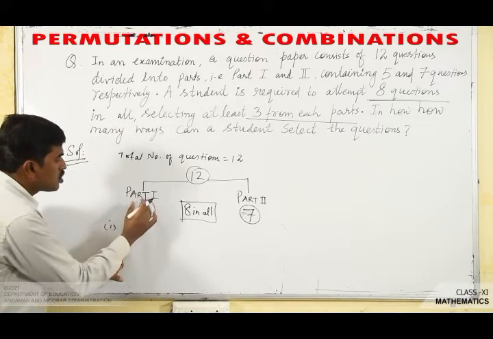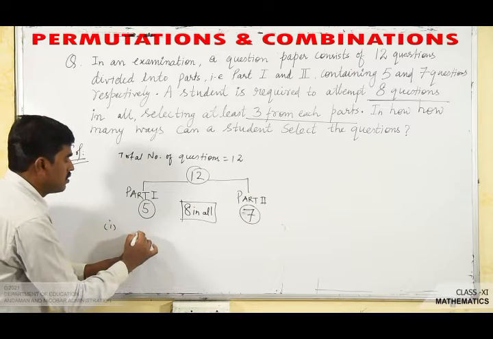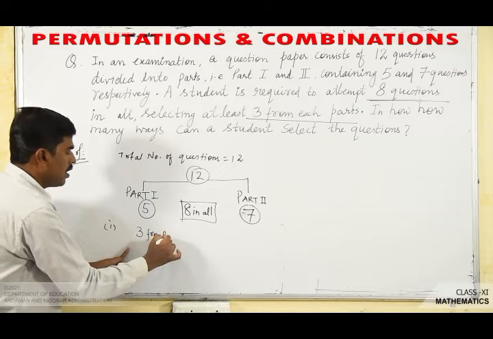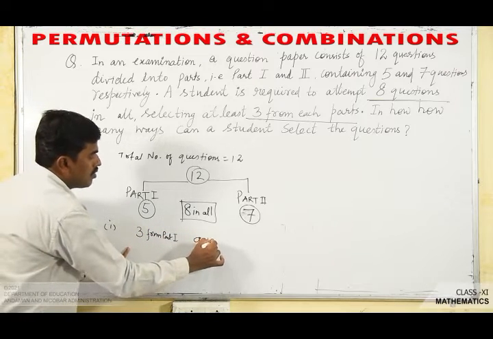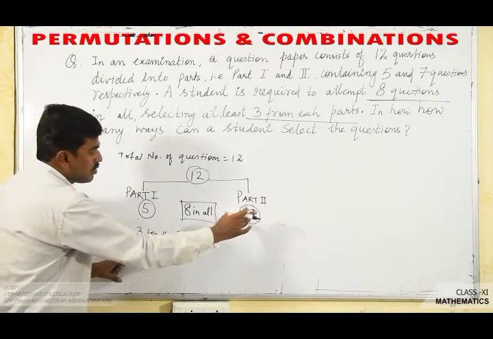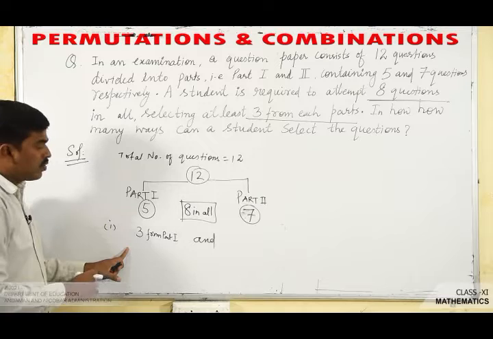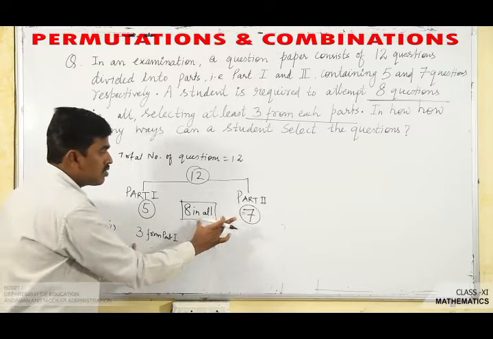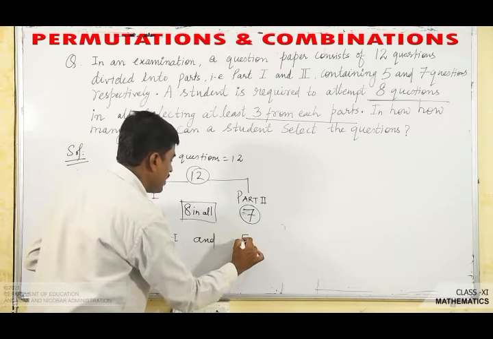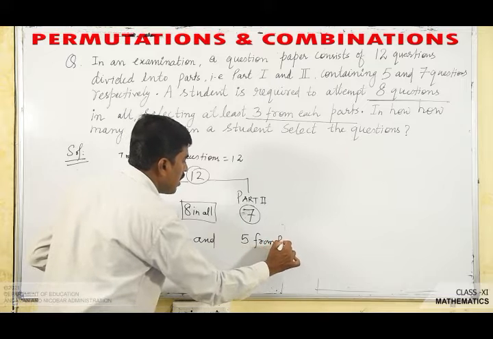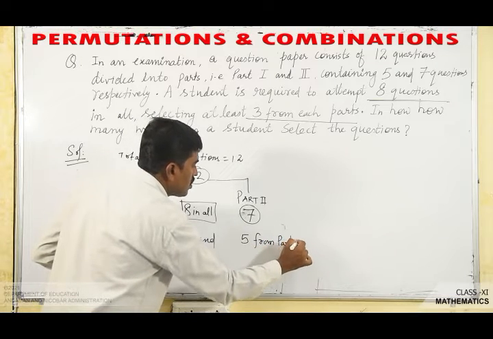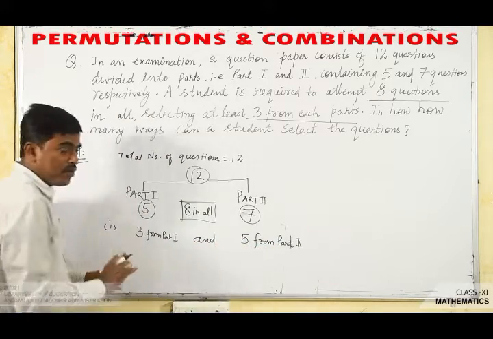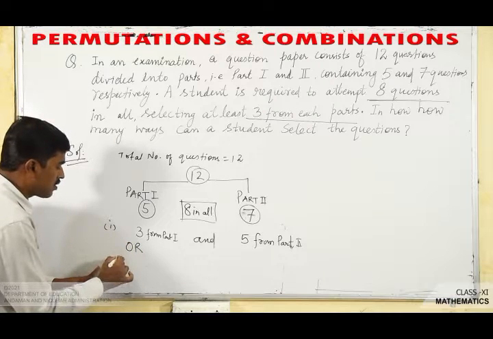So suppose the student is selecting 3 questions from part 1. How many questions now does he have to select from part 2? 3 questions have been selected from part 1, and he has to attempt 8 in total, so out of these 7 questions he has to select 5. So 3 from part 1 and 5 from part 2.